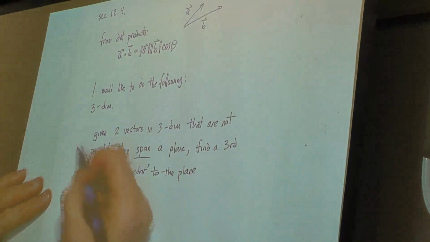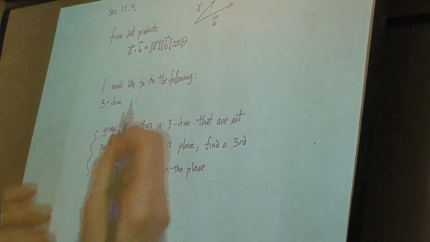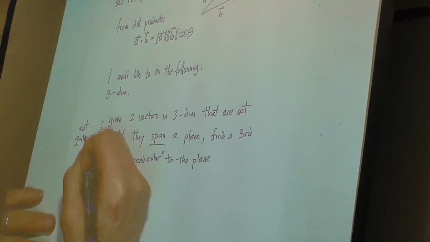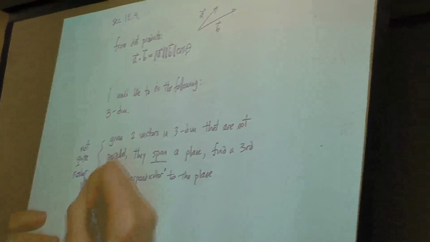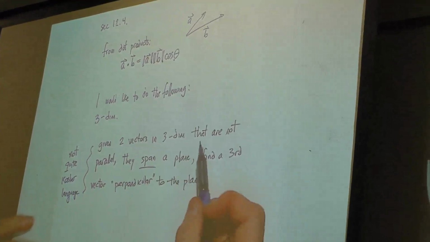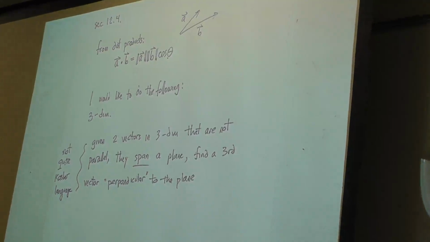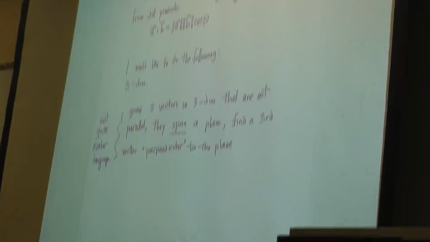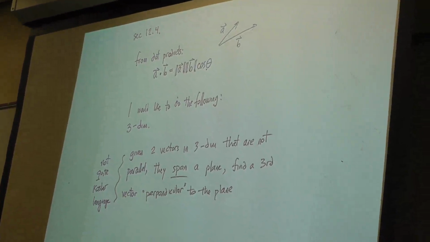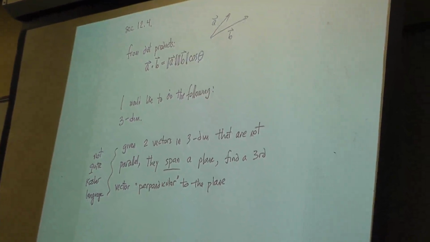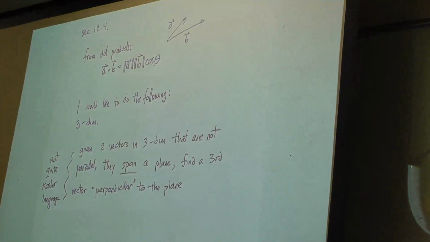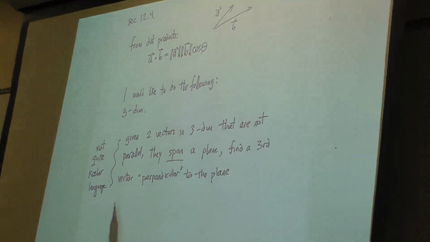And I'm fudging. This is not quite kosher language because, again, my vectors are not nailed down in place. I can move them as long as I don't change orientation or length, they're the same vector. So I can't really identify them just by themselves with a single plane. But you get the idea here.